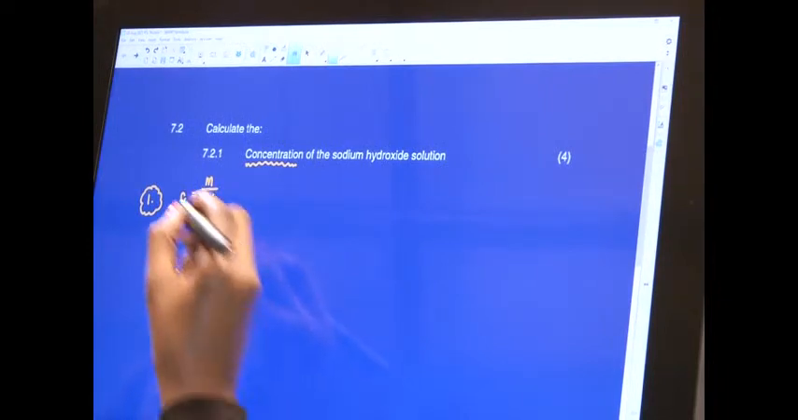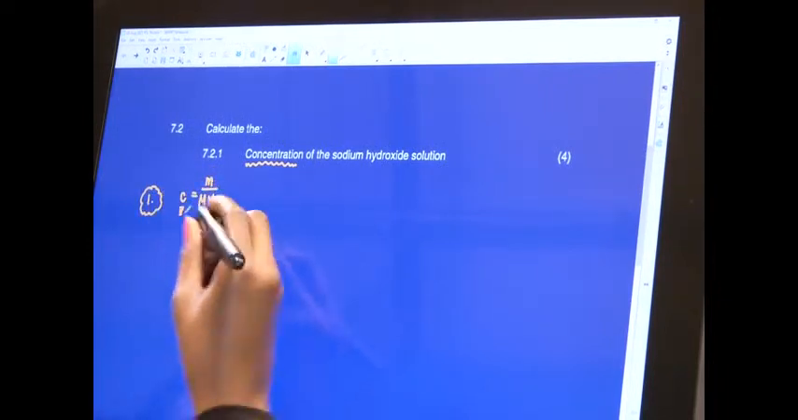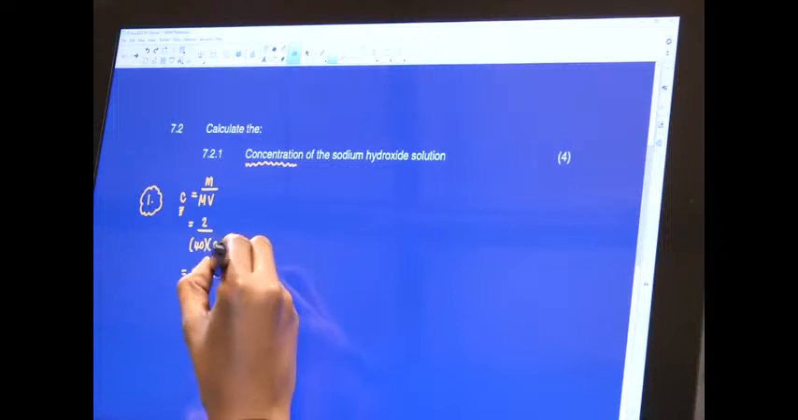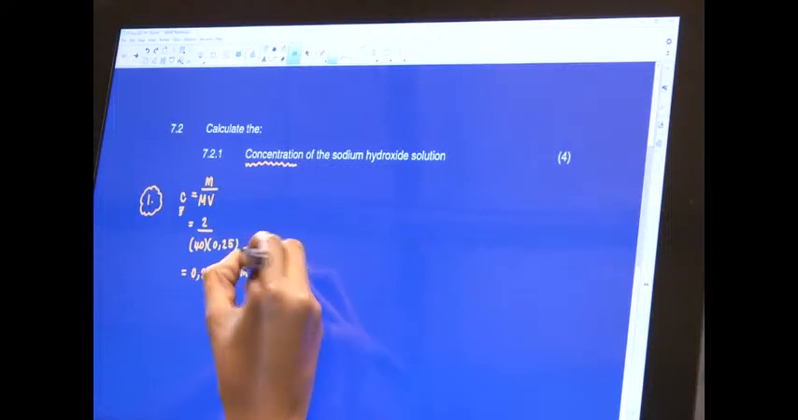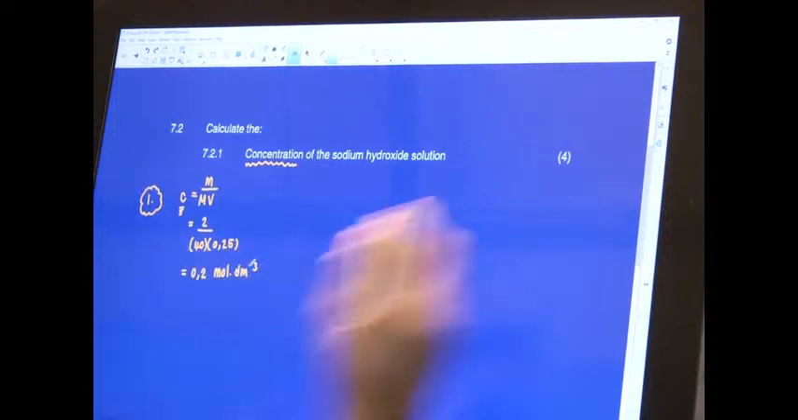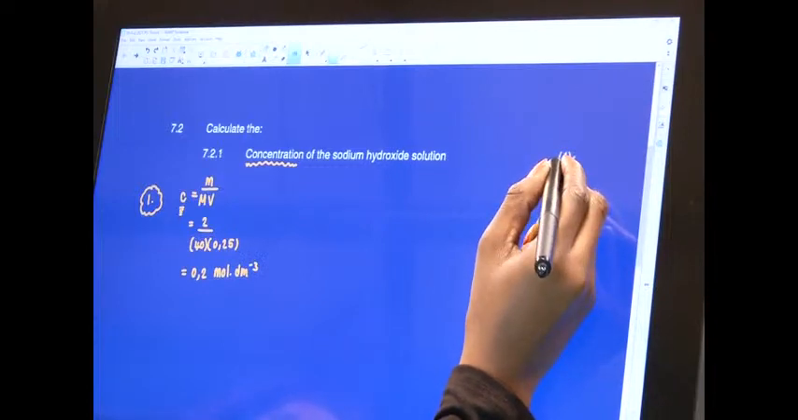Now, it's very important that you write your SI unit. So for concentration, we have mole per cubic decimeter, right? Remember your SI unit, and that was for 4 marks, so that's actually quite some marks.